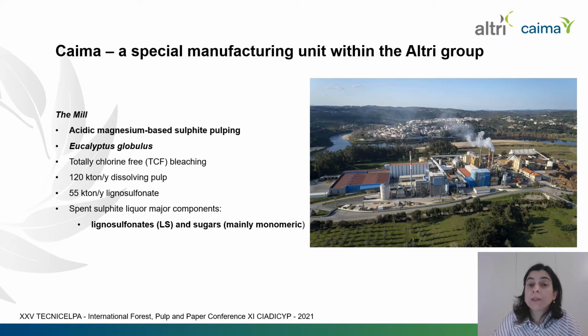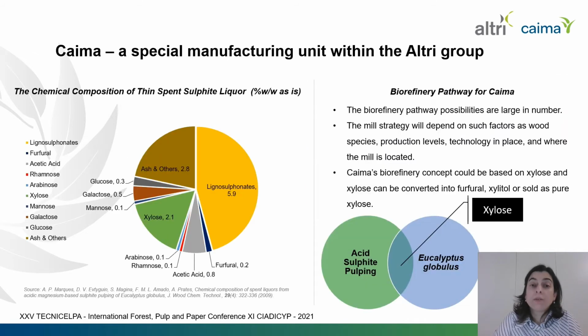Coimbra is the only pulp mill in the world that produces a dissolving pulp from Eucalyptus globulus using a magnesium-based acid sulfite process and a TCF bleaching. Coimbra produces 120,000 tons per year of dissolving pulp and sells about 55,000 tons per year of lignosulfonates. The major components of Coimbra spent sulfite liquor are lignosulfonates and sugars. As you can see, xylose is the main sugar, comprising about 66% of the total sugars in the thin liquor. Therefore, Coimbra's biorefinery concept could be based on xylose.